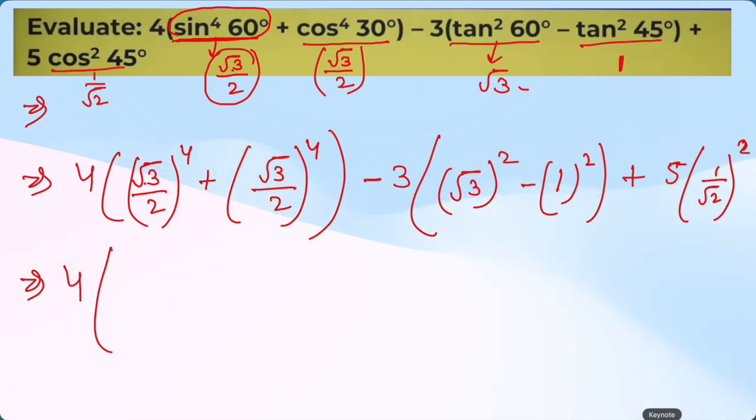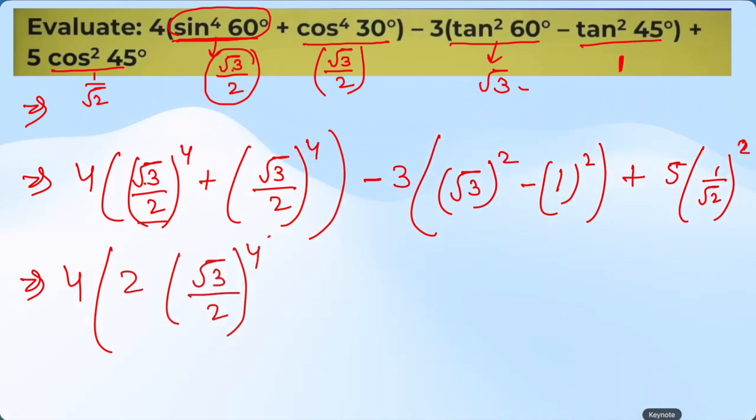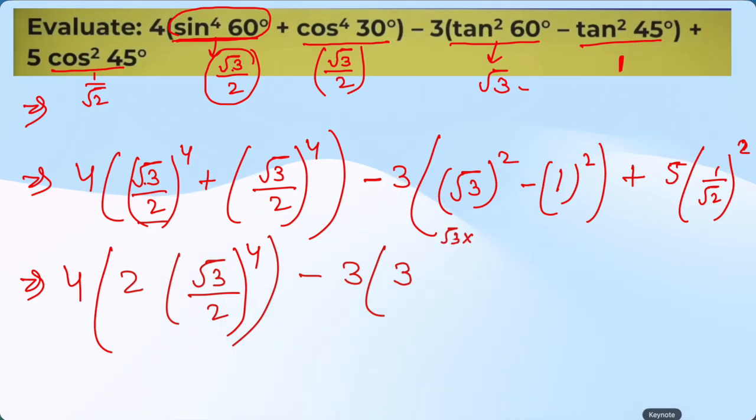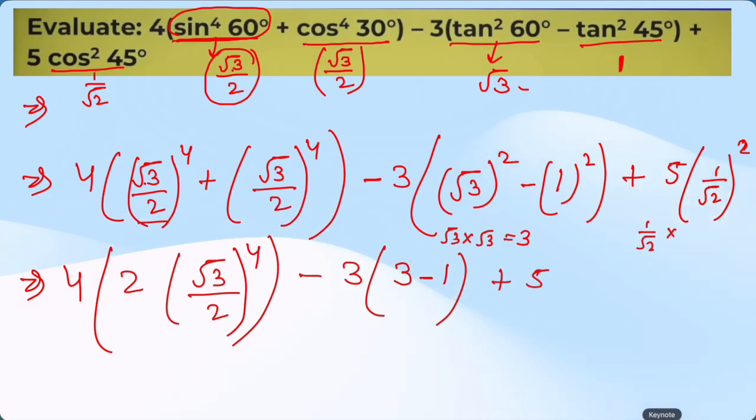4, what is root 3 4 times? So root 3 into root 3 into, or we can do one thing. Because same thing is added 2 times, right? This is also root 3 by 2 to the power 4. It is also root 3 by 2. So I can write it as 2 times root 3 by 2 to the power 4. Any doubt? Okay. The next one will be 3 because root 3 into root 3 makes 3, right? So 3 minus 1 plus 5. Similarly, it will be 1 by root 2 into 1 by root 2 means 1 by 2. Hope it is clear.